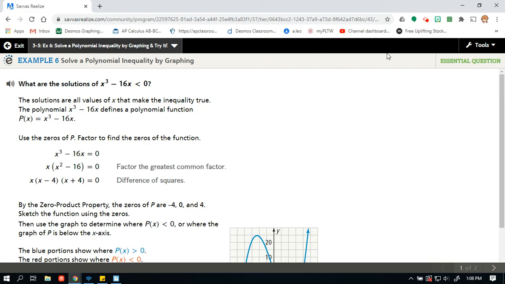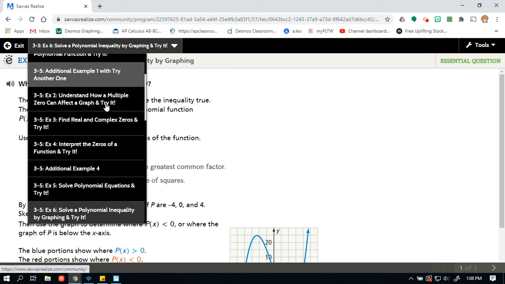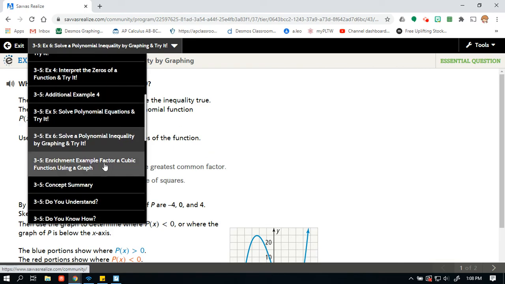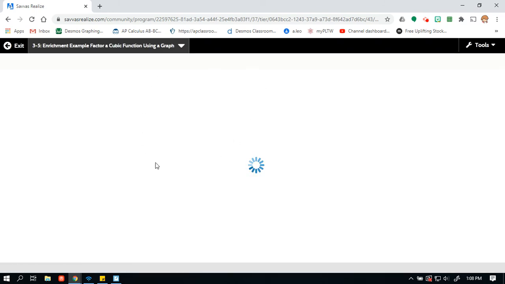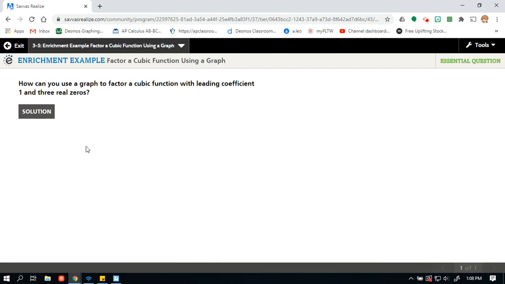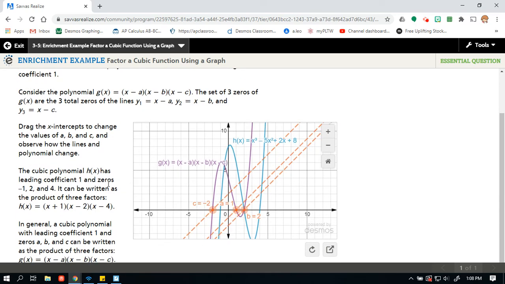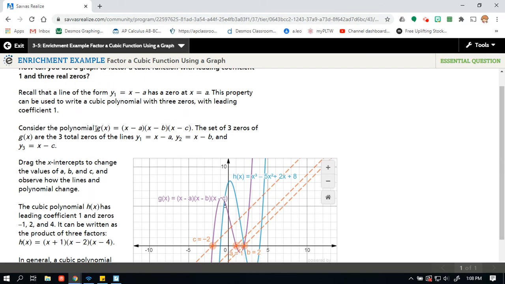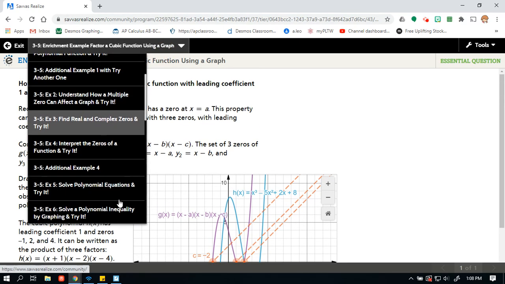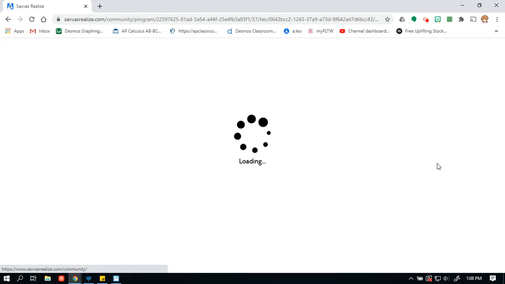So we do have one more. Since we are at the last example here, we could do an enrichment example. That's something else that you have there. It is not going to be required, but it's a nice thing for you to go into the math book and look at, considering these polynomials and exactly what they do. Dive a little bit deeper into your understanding.